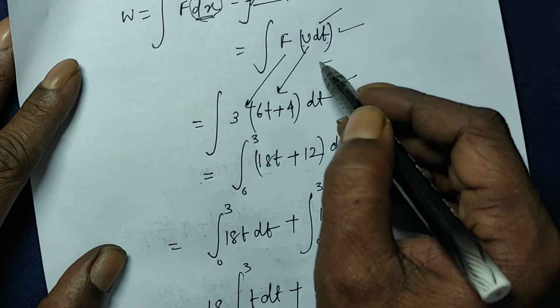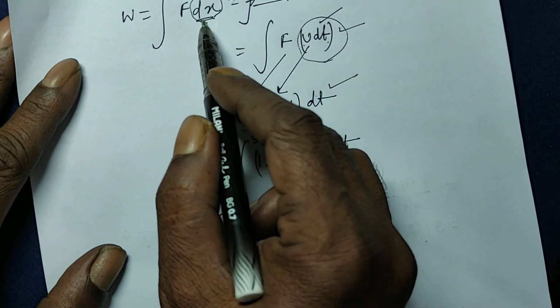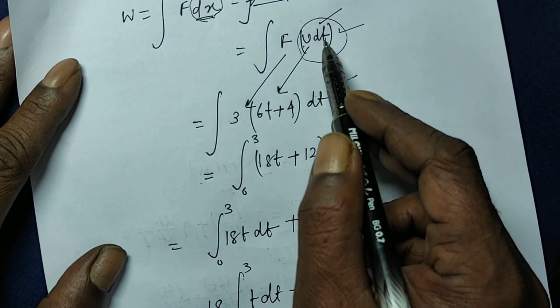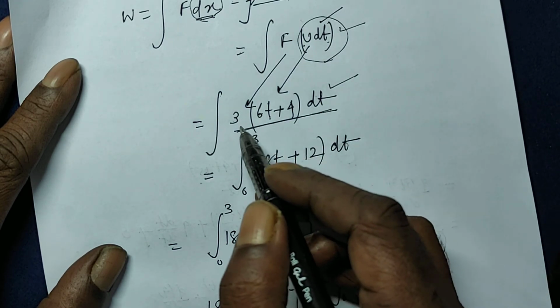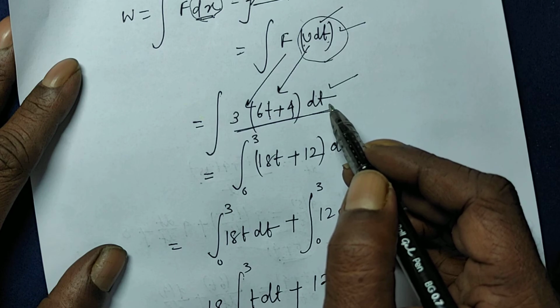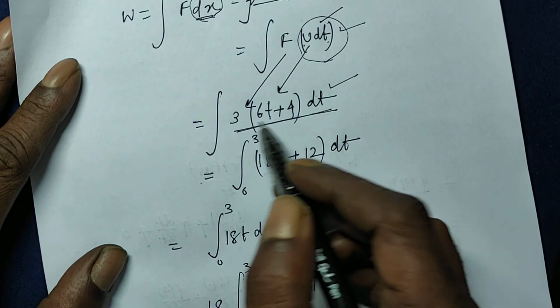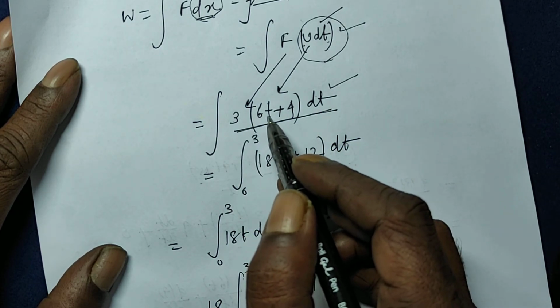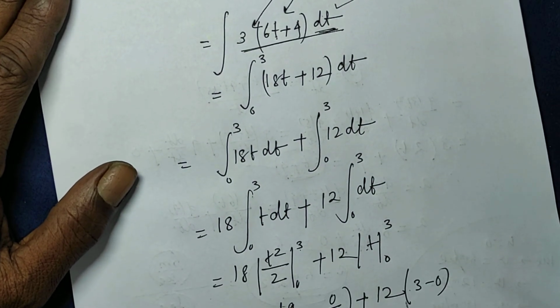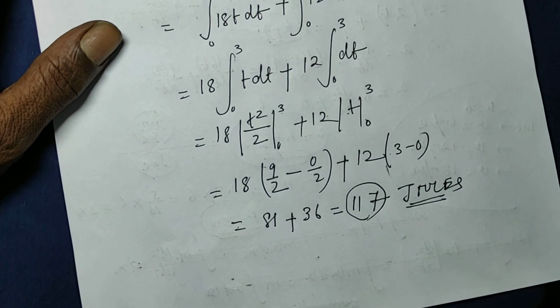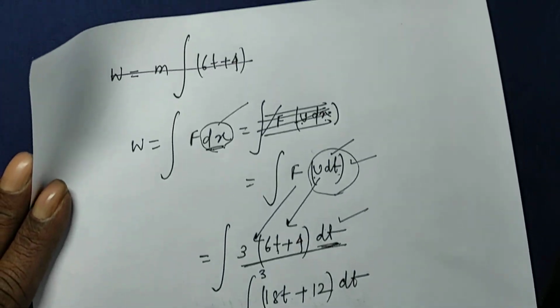So here is the trick. You have to express this dx in terms of velocity and time, so that you get within the integration a function in the form of t and dt. Therefore, it will be simpler to integrate. So that is all about it. Thank you.